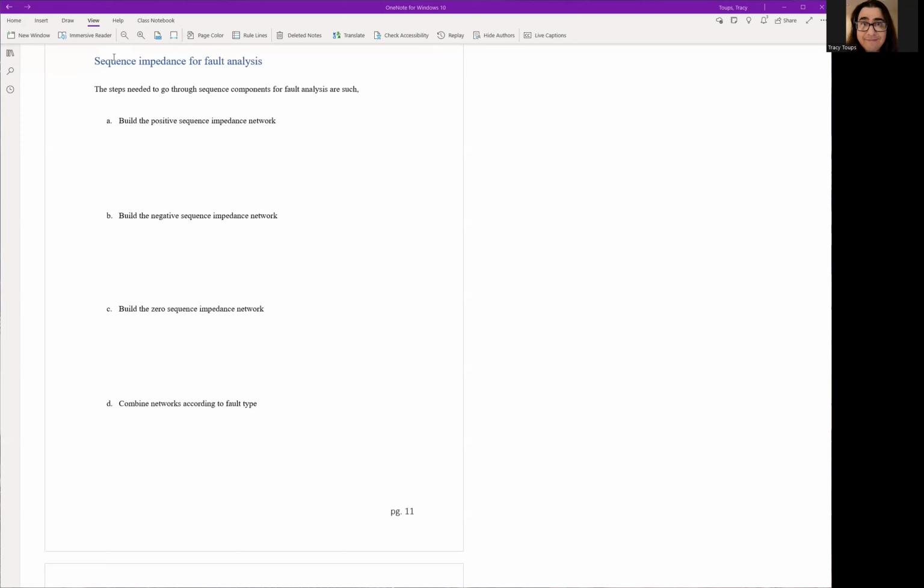So remember, fault analysis, the goal is to find the fault current at the end of the day, right? Now, it's an unbalanced system, so we're going to have to use symmetrical components to figure out the fault current. Now, the first step for any fault analysis is we have to build the sequence impedance networks. There's going to be 3 of them: positive, negative, and zero sequence networks. So first, let's build a positive sequence network. This is pretty much from the one-line diagram that you have.